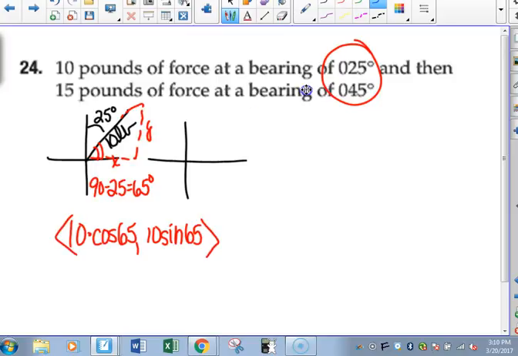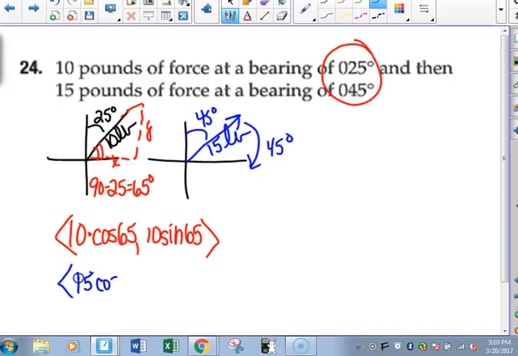All right. This one, it says 15 pounds of force at a bearing of 045. So this is 45 degrees in here and 15 pounds of force. I'm thinking these are pretty much going to help each other along, yes? They're not working against each other. They're kind of going in roughly the same direction. All right, so how do I write the components of this one? Well, if that's 45, this angle is also 45. Okay. Now I've got the component form for both.